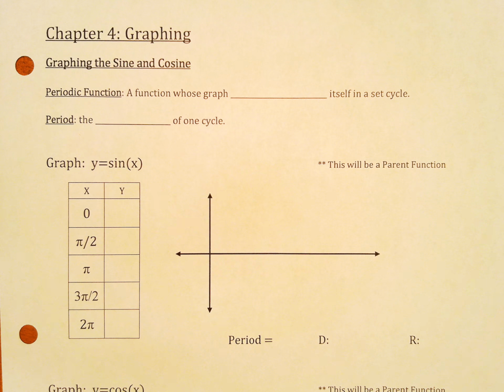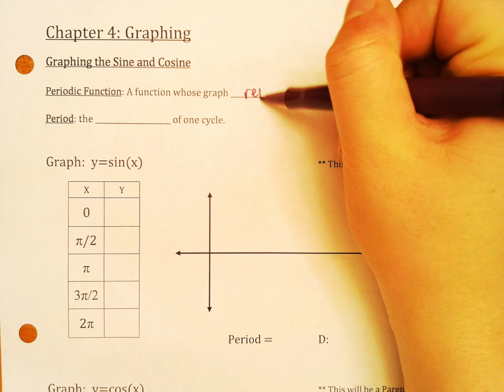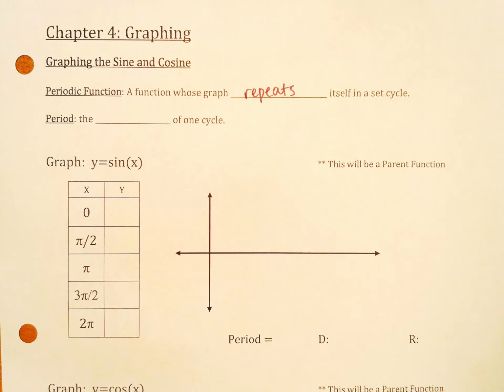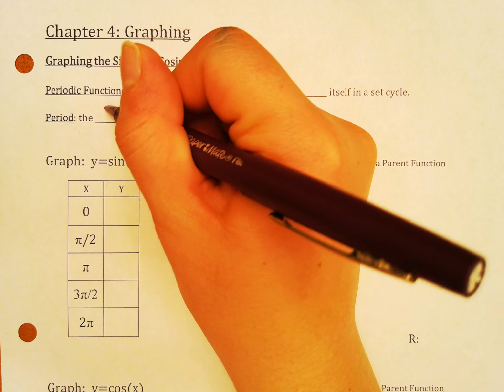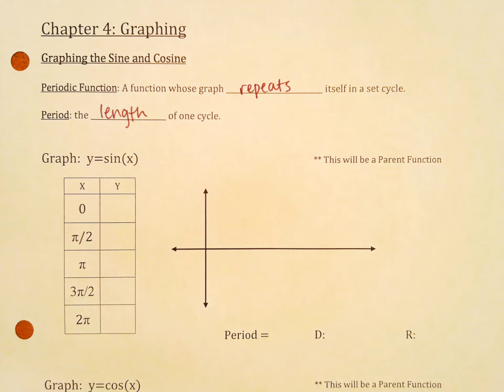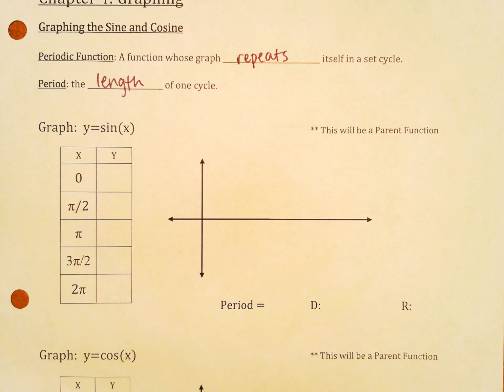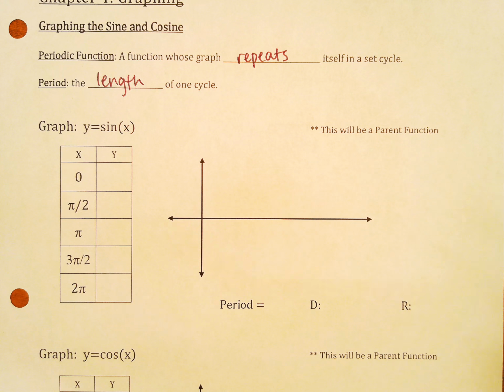It just repeats. So a periodic function in general is a graph that just repeats itself in a set cycle. And the length of that cycle is called the period. It's how long it takes to complete one of the cycles. Now for sine and cosine, in our general sense, this is called a parent function when it's the most basic form of that function.